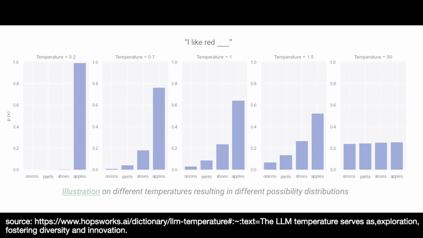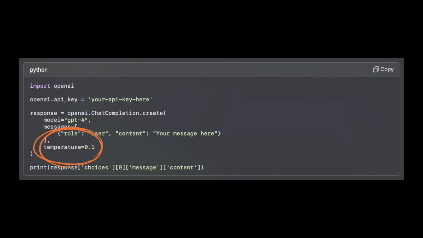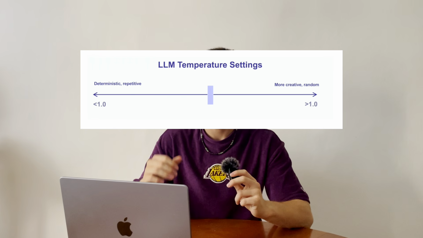It may seem quite complicated, but for end users, for example in the OpenAI API, temperature is just a numeric parameter and you can pass it while calling the completion function in the API. So it's very intuitive.